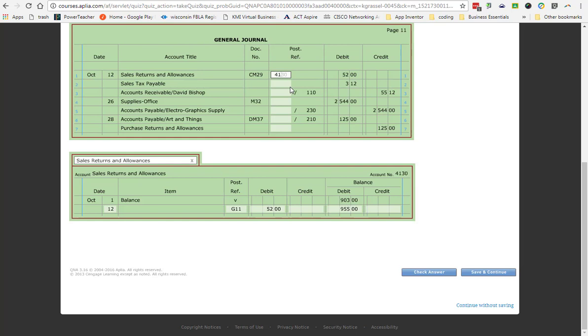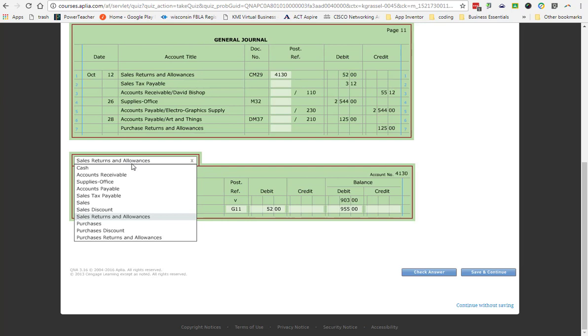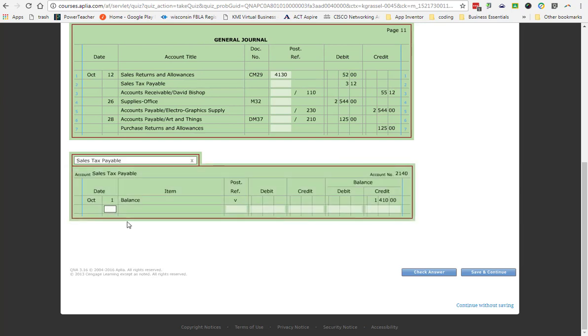Last step is to put account number 4130 back up on top. Now I'm going to do exactly the same thing with sales tax payable. Now sales tax payable is a liability. Liabilities have a credit normal balance. Source document is G11. Now, I am going to be debiting sales tax because what is happening with my transaction CM29 from my general journal is a customer returned product to us. So they return $52 worth of product, and they also don't have to pay sales tax of $3.12. So that is why we're going to be going through and debiting sales tax of $3.12.